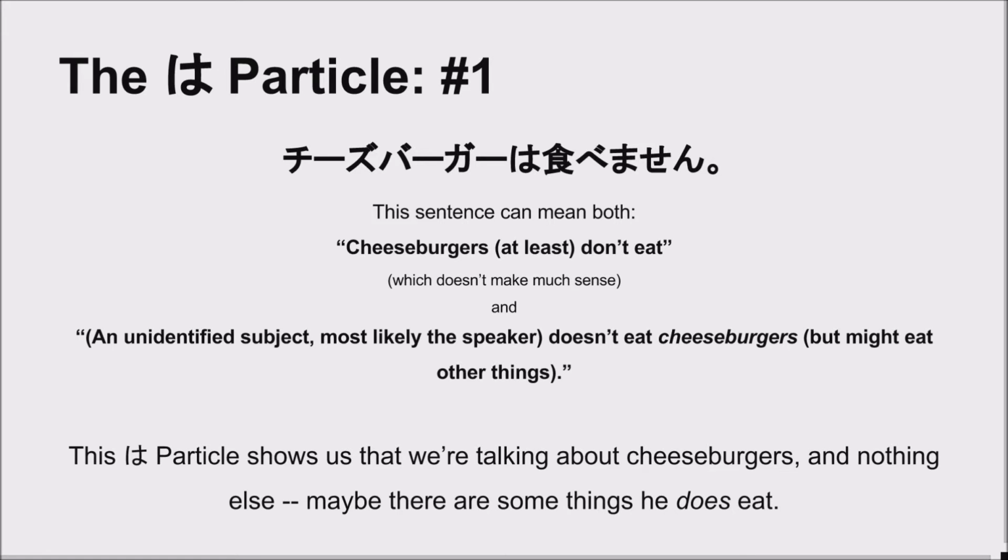Alright, and it could also mean, most likely it would mean, an unidentified subject, most likely the speaker, doesn't eat cheeseburgers, at the very least. They might eat other things, but the tabemasen is being applied directly to what it is that doesn't eat. What does doesn't eat being applied to? It's being applied to cheeseburgers and nothing else.